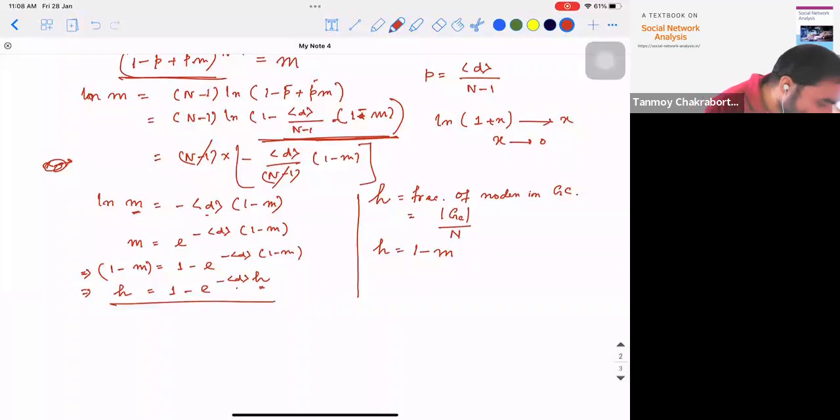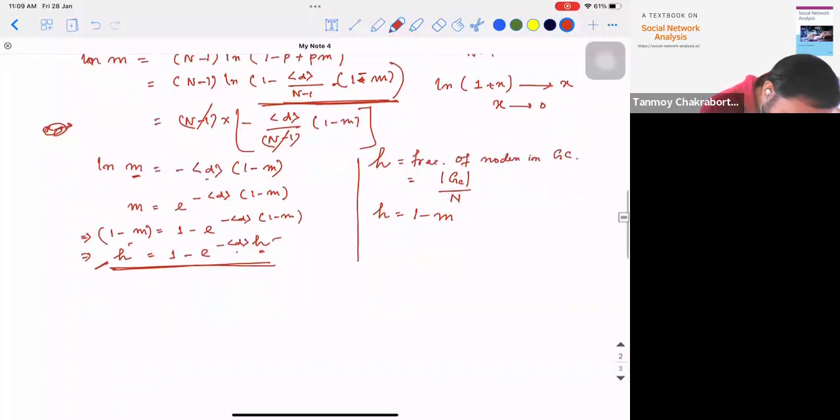Now this equation is not a closed form equation. Why? Because you see that h is there on both sides, so it doesn't have any closed form solution. Right? So when this kind of equation is encountered, how do we solve it? Generally, we solve it in the following way. We basically solve it empirically, right?